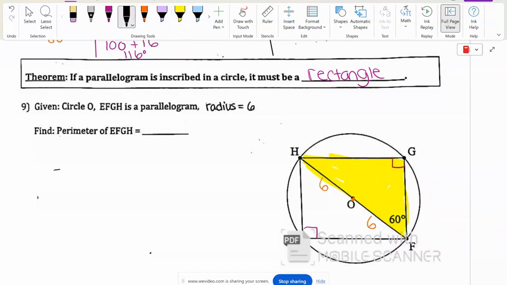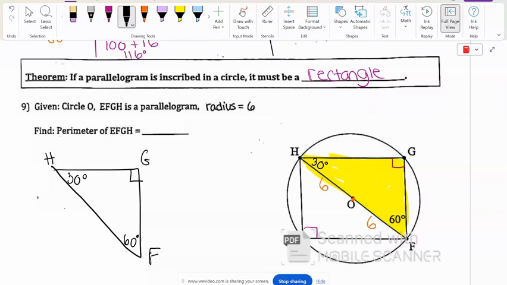So I'm going to redraw this. So we have HGF. HF is 12 because a 6 and a 6 is a 12. So opposite the 30 is x. Opposite the 60 is x root 3. Opposite the 90 is 2x. We're going to solve for x. So 2x equals 12. So x will equal 6. So GF is 6 and HG is 6 root 3. So I'm going to go back to my quadrilateral. GF is 6. HG is 6 root 3.